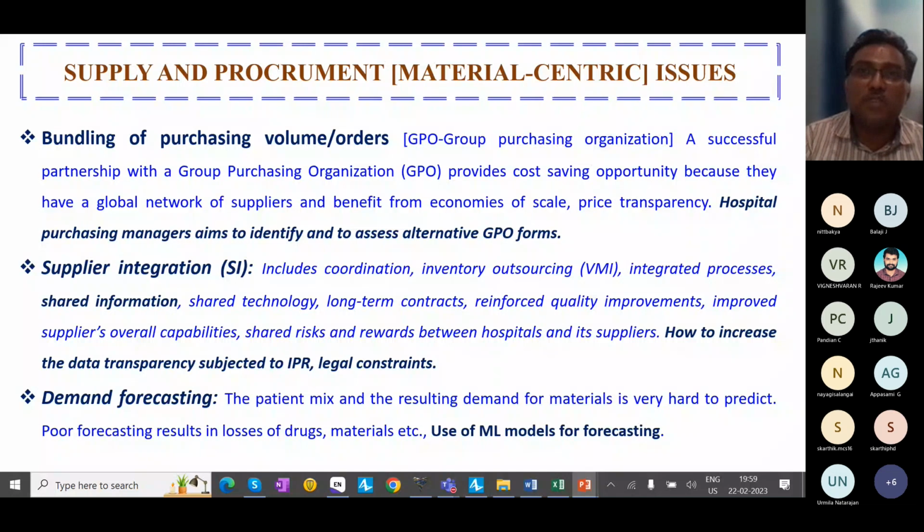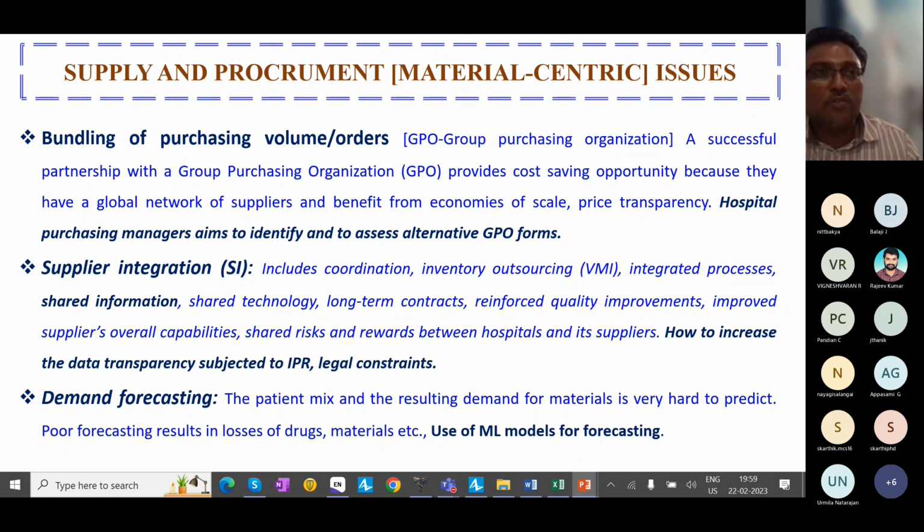I'll just rush through, right? Within supply and procurement, that's called purchasing. Within that purchasing, what happened? Hospitals, don't think that each hospital will go to a supplier and procure. They have a separate group purchasing organization. What is this group purchasing organization? It is like a consortium where multiple hospitals can be members of this GPO, and this GPO will have tie-ups with suppliers.